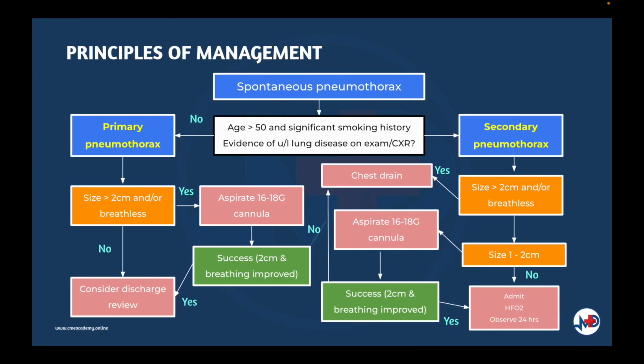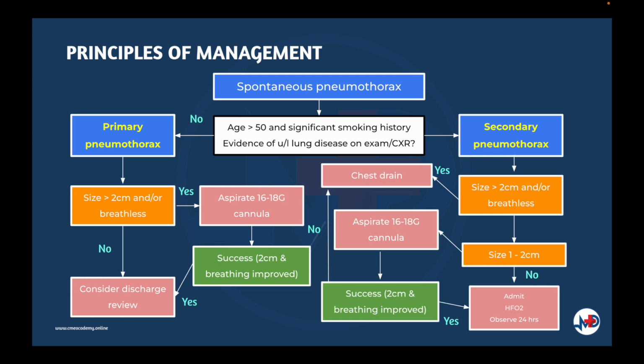According to the British Thoracic Society, for primary pneumothorax, if the rim of air is less than 2 centimeters and no dyspnea, then you may consider to discharge the patient. Otherwise, attempt aspiration. If this fails, which is defined as more than 2 centimeters or still short of breath, then a chest drain should be inserted.